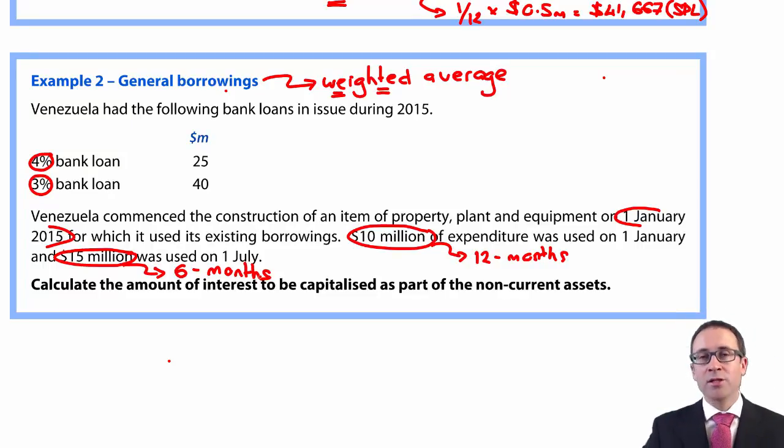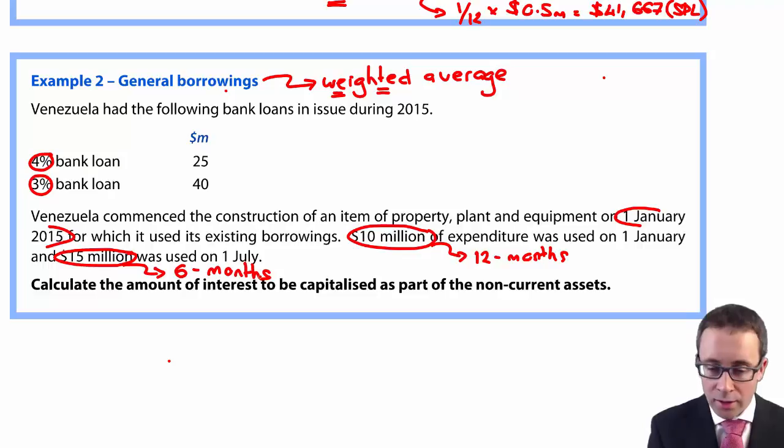Okay. So I need to work out a rate of interest that I'm going to use and apply to the 10 million for the 12 months, and a rate of interest that I'm going to apply to the 15 million. Is it there for 6 months? Okay. So what have we got?